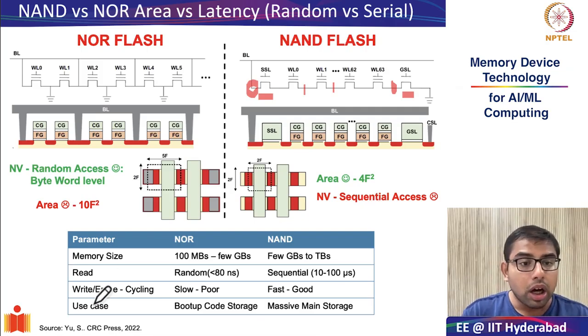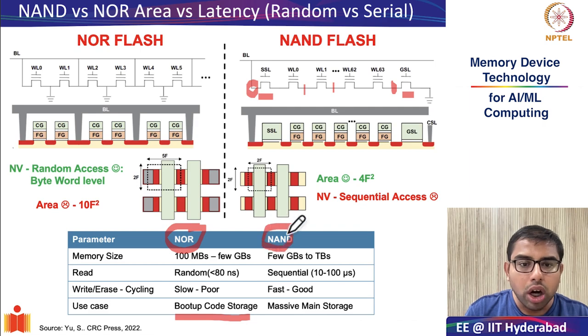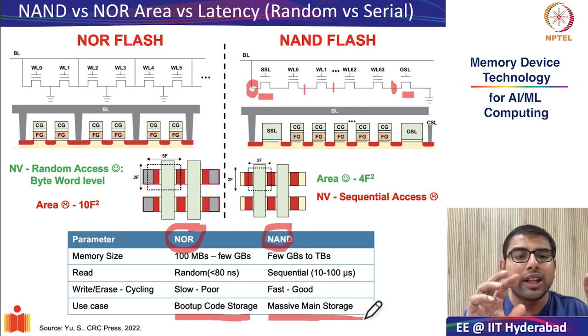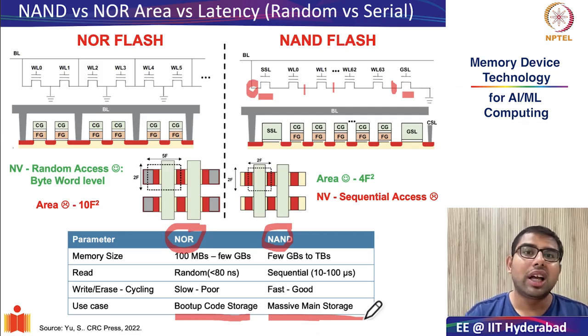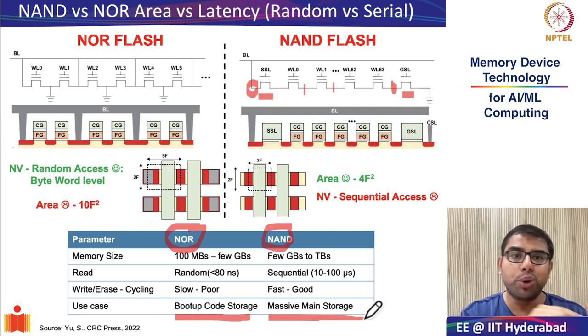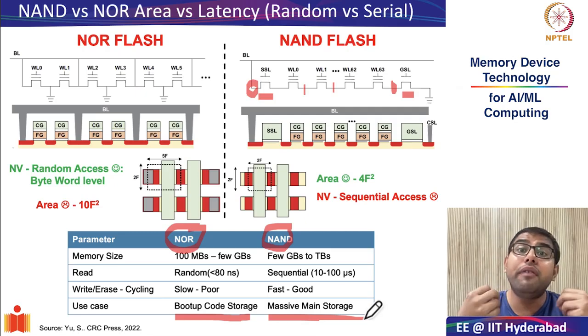So as we can see, whereas the NOR flash is implemented for storing a very tiny amount of code, which is the boot up code, which is immediately required, where you cannot compromise on the latency, the NAND flash is used for having massive main storage. So the point we have to emphasize is, although the storage element, which is the flash cell, is identical, just by virtue of being arranged in different manners in the array architecture, their behavior completely changes.